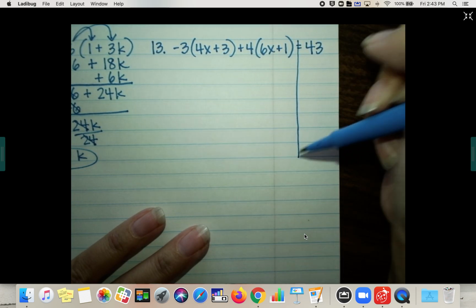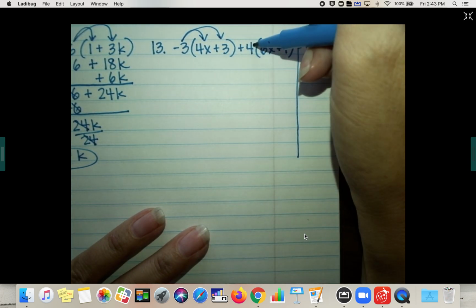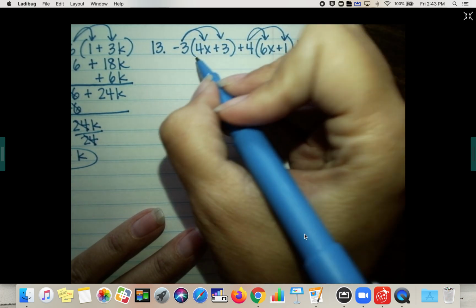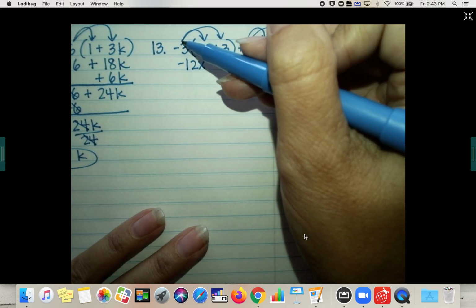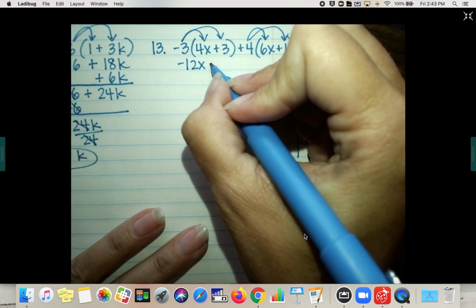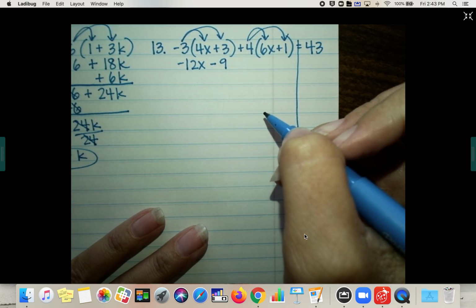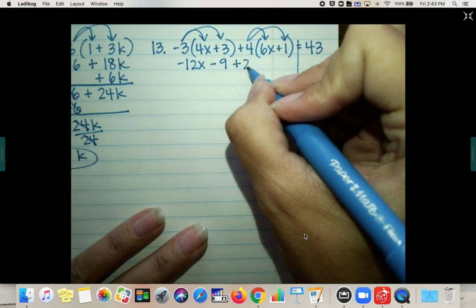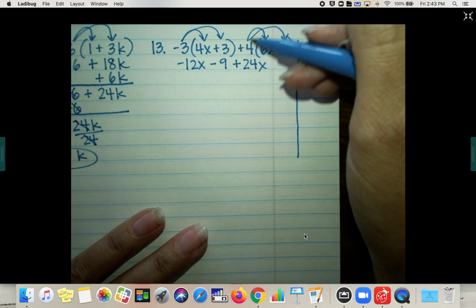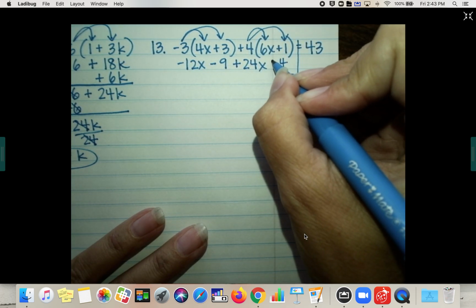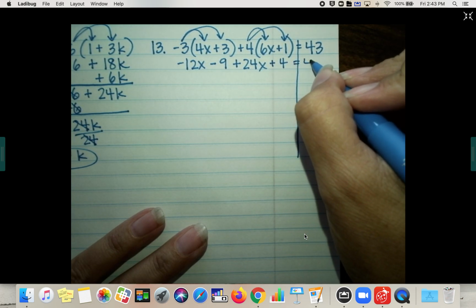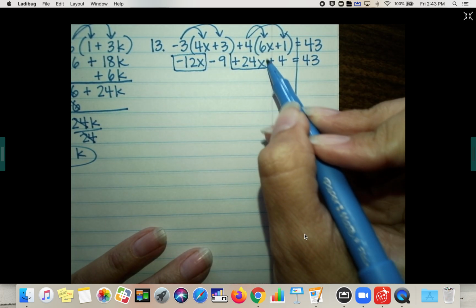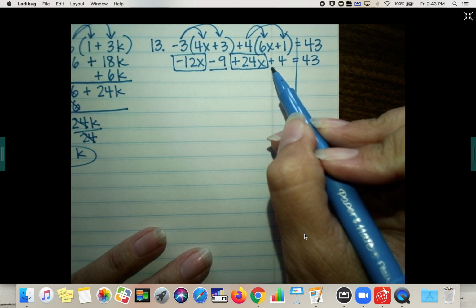All right. First thing you're going to have to do is distribute both sets of parentheses. Negative 3 times 4x is negative 12x. Negative 3 times positive 3 is negative 9, so it writes like a minus 9. Positive 4 times 6x is positive 24x, so put your plus in between. 4 times 1 is 4, so put your plus in between. Equals 43. Any like terms? Yes, that's a like term with that, and this is a like term with this.